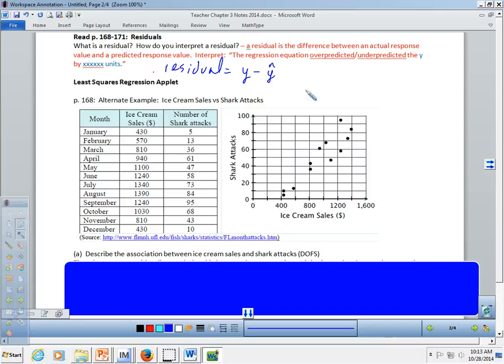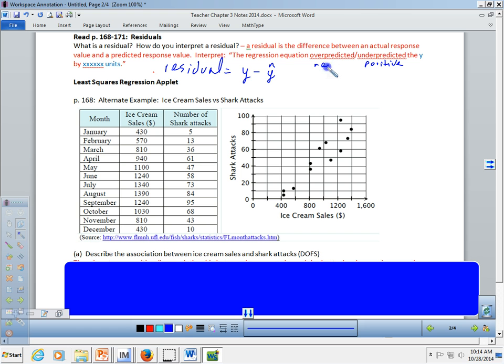Okay? So since the predicted always comes second, then obviously since we're subtracting, sometimes we'll get a positive residual and sometimes we'll get a negative residual. If we get a positive residual, that means our prediction was less than the actual data. So that means our regression equation under-predicted, since the predicted is under the actual data value. So we under-predict when our residual is positive. When our residual is negative, that means our prediction was higher or larger than what the actual data said, and so our regression over-predicted.